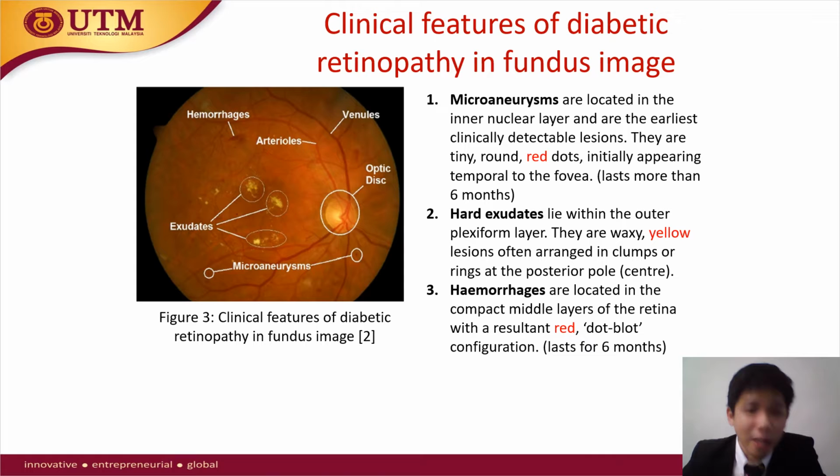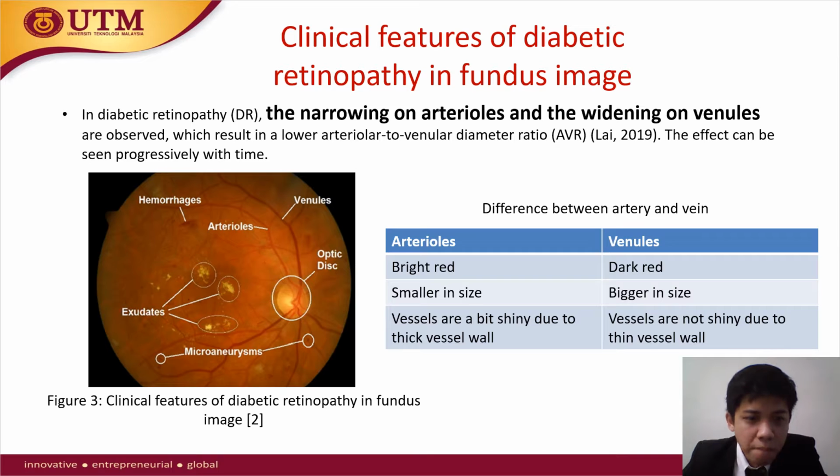These are the three clinical features, which are microaneurysms, hard exudates, and hemorrhages. Besides that, there is another clinical feature of diabetic retinopathy, which is the narrowing of arterioles and the widening of venules, which is in the research. This effect can be seen progressively with time.